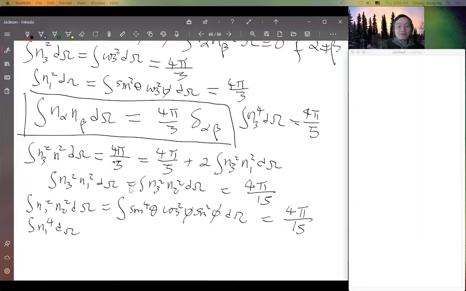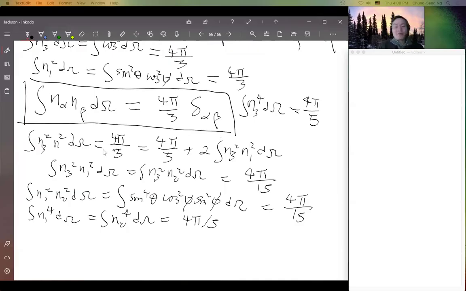And this one is still exactly the same as this one, except that now it's sine 4 theta cosine 4 phi. Right? And you can work out all the details. And you get exactly the n3 to the 4 power, 4 pi over 5. Okay, so this one equals this one equals this one equals 4 pi over 5. All right. Now we work out everything.